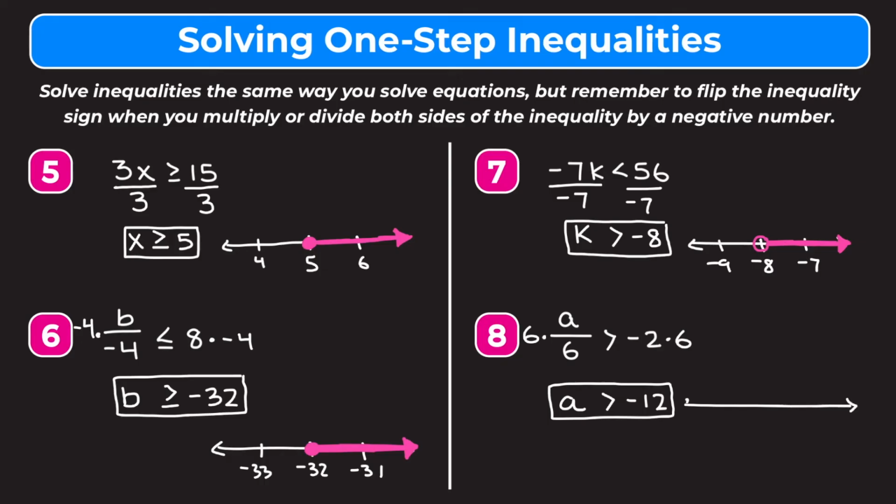So last step, I'm just going to graph this. Negative 12, negative 13, negative 11. A is greater than, it can't equal negative 12, so we put an open circle, and greater than, we're going to shade to the right.